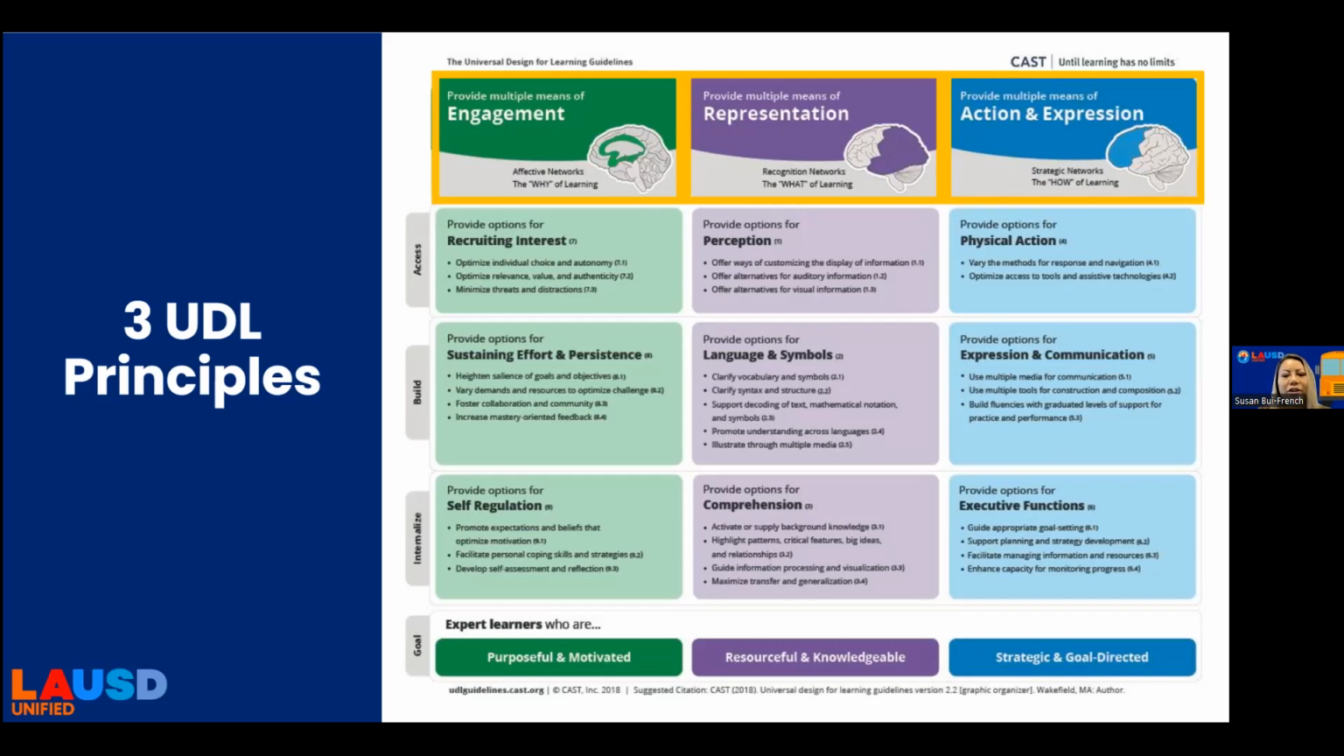Third, action and expression. This principle suggests giving students more than one way to interact with the material and to show what they've learned. For example, students might get to choose between taking a pencil and paper test, giving an oral presentation, or doing a group project.